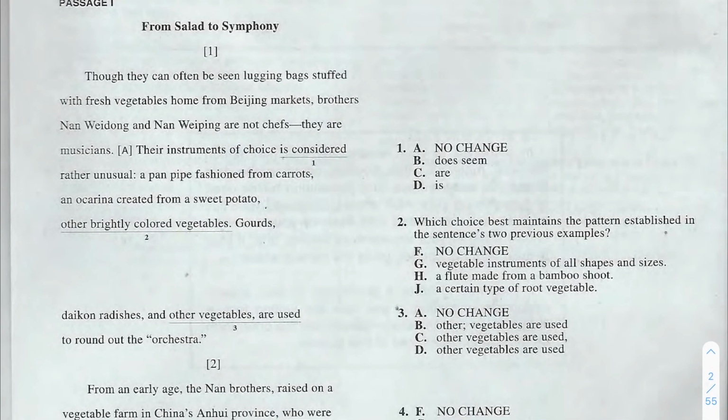This is the English section for the ACT June 2018 Form A11. So in the first passage, for number 1, the answer is C. And the reason is because instruments here is considered as plural, and so that's why we would have to choose are. If instruments was singular, then we would choose is.